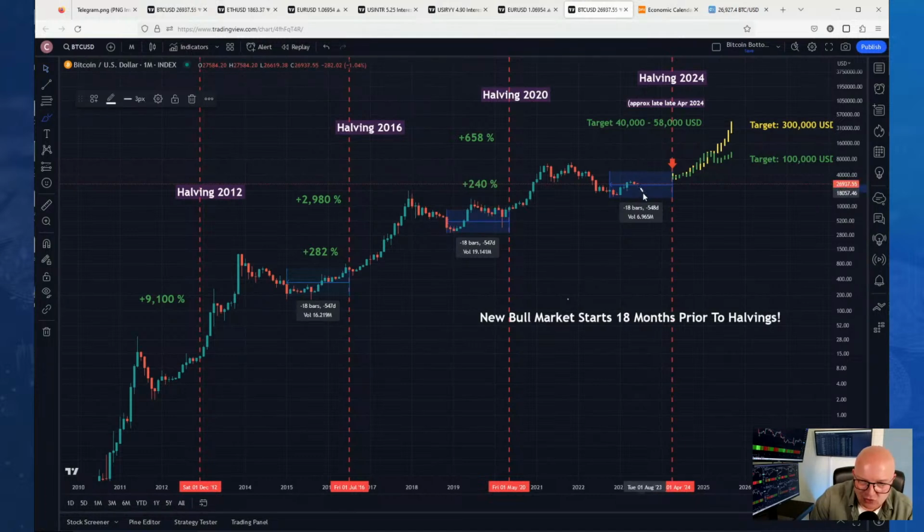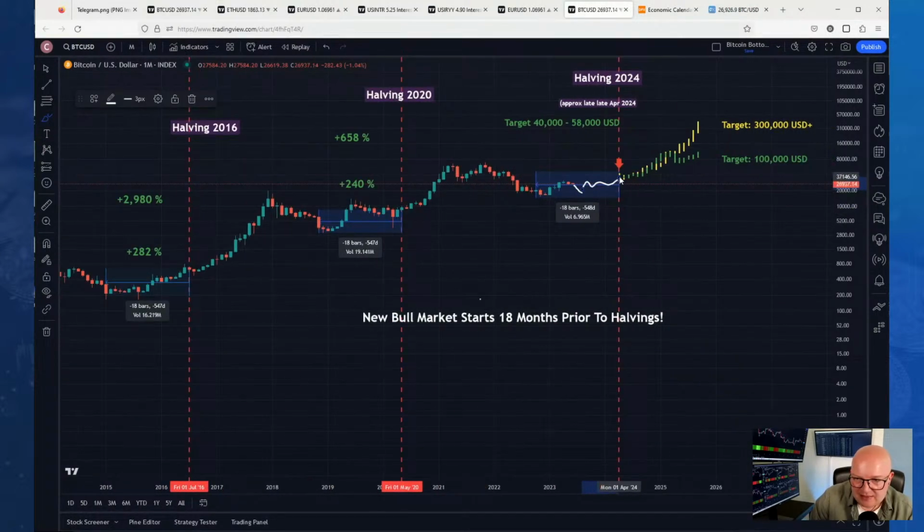Maybe it ticks down. It's not set in stone. A little bit of sideways move. And then around the time of the halving, I think we should be somewhere in the area between 35 and 45,000 US dollars. If the market then shows the same pattern after the halving as in 2016, we would have a target of 300,000 or more US dollars for Bitcoin. If the market behaves a little bit like after the halving 2020, the target would be around 100,000 US dollars.